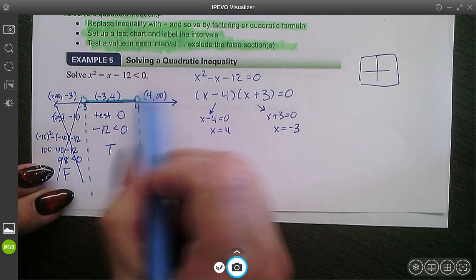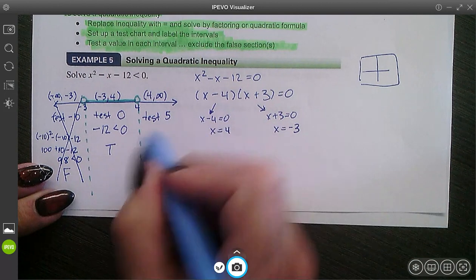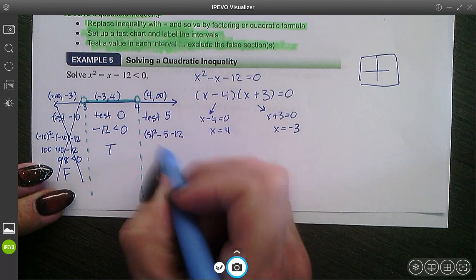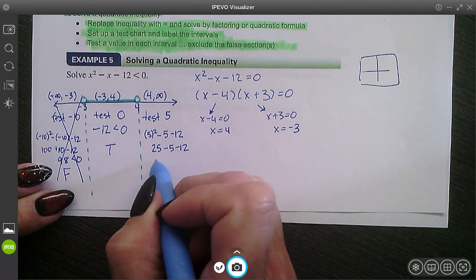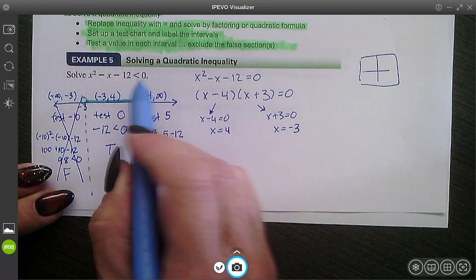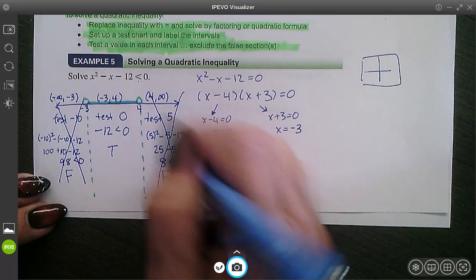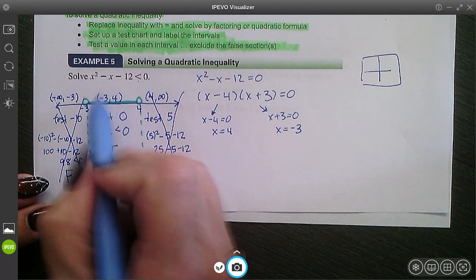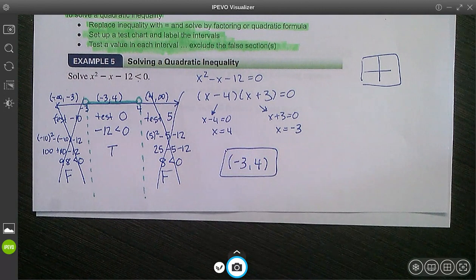And then I have to test a number between 4 and infinity. You can pick anything you want. I'll just pick 5. So I'm going to do 5 squared minus 5 minus 12, which is 25 minus 5 minus 12. So 20 minus 12 is 8. And I want to know, is 8 less than 0? It is not, so that is false. So I'm going to cross that out. And then the interval that I'm looking for as my answer is negative 3 to 4. So that is the solution to that inequality, negative 3 to 4.